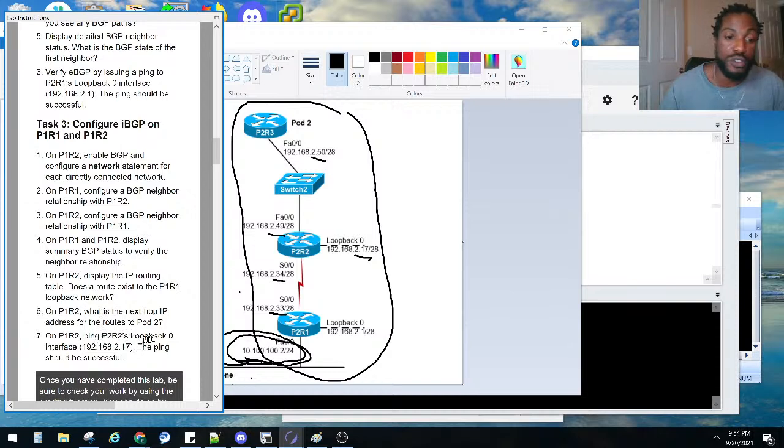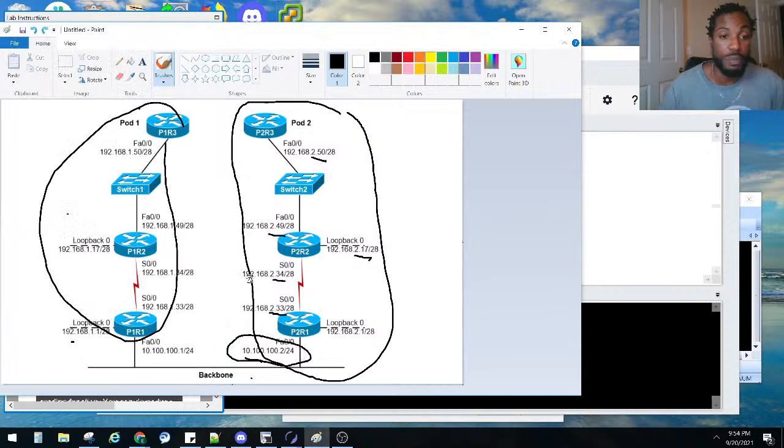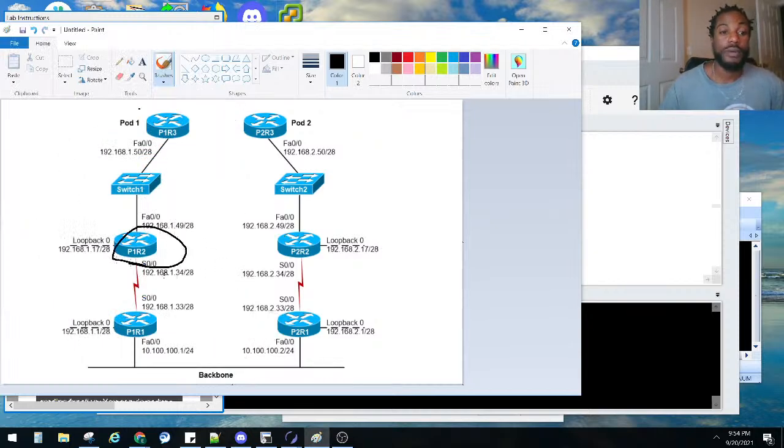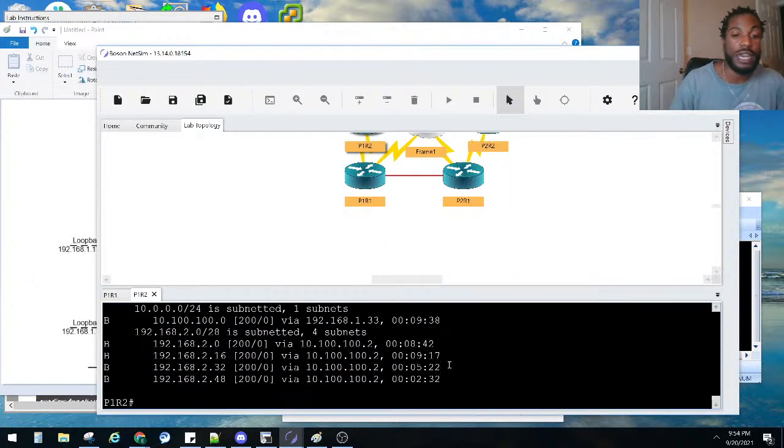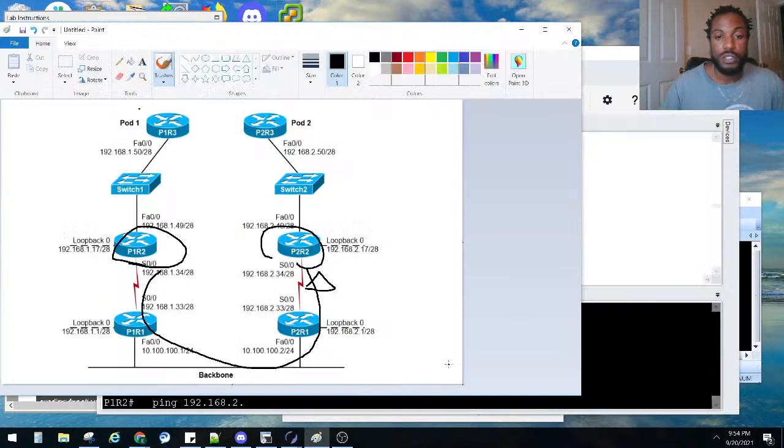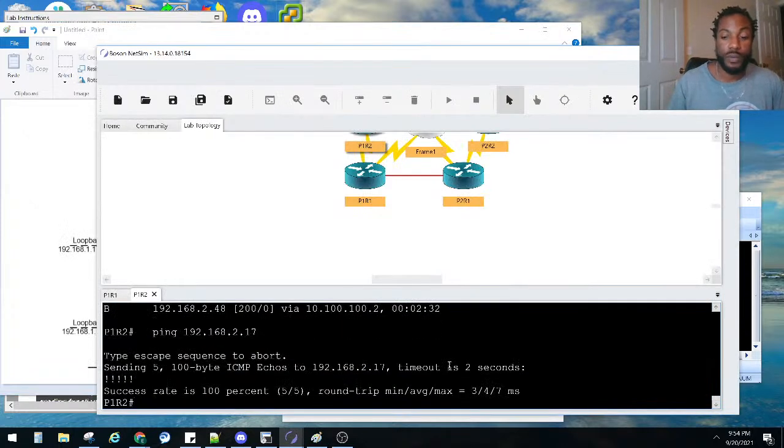Ping P2R2's loopback 0 interface, 2.17. The ping should be successful. So they basically want us to ping from here to here. Send a ping all the way across, and it should be successful now that we've got some routes to that network. Ping 192.168.2.17. We got a reply.